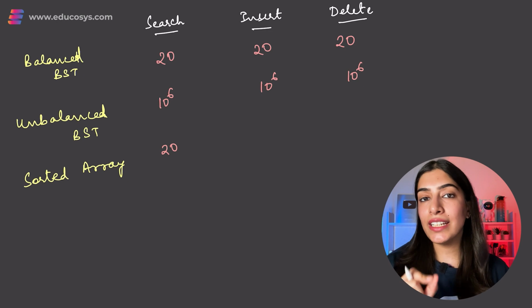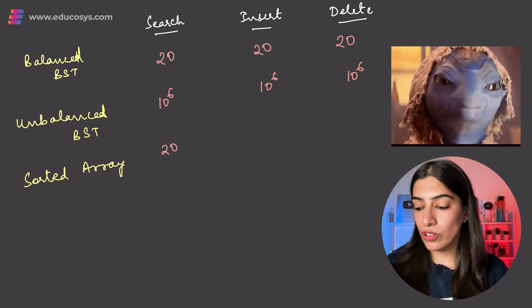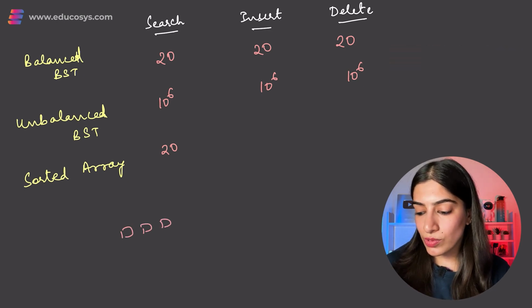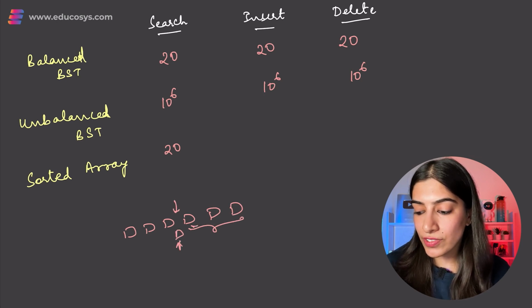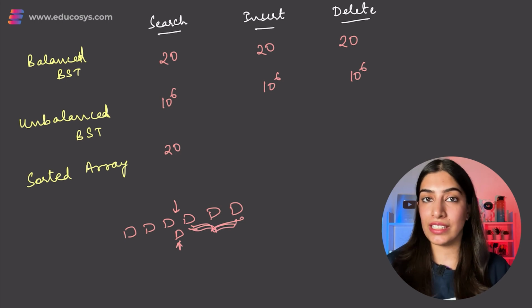But now insertion and deletion are a bit tricky. Now let me tell you how. If you have blocks like this, which are sorted, and you want to insert a new block over here, you would have to make space for it and shift these blocks. You would have to shift these elements, right?